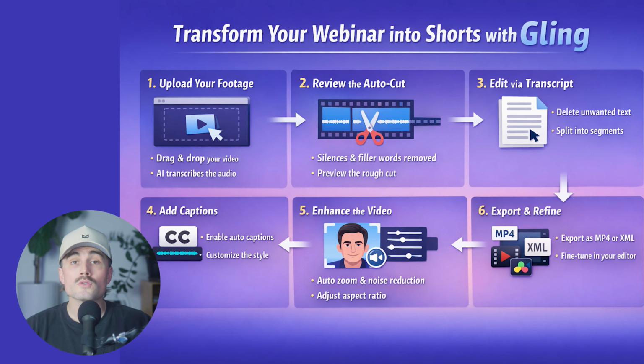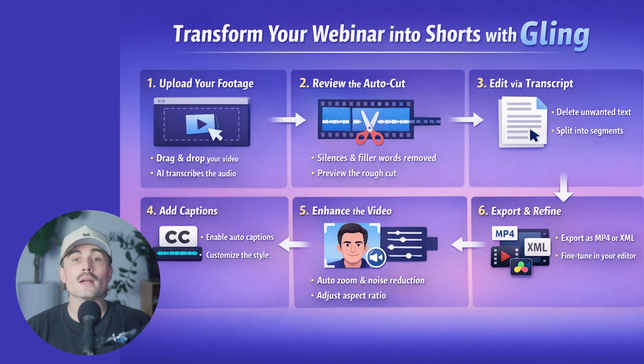Use features like auto zoom to emphasize your face when making important points. Add a noise reduction filter and adjust audio levels. You can also choose an aspect ratio, for example 9:16 for TikTok, and reposition the frame accordingly. Then just export and refine.